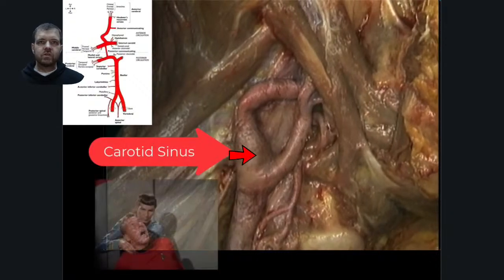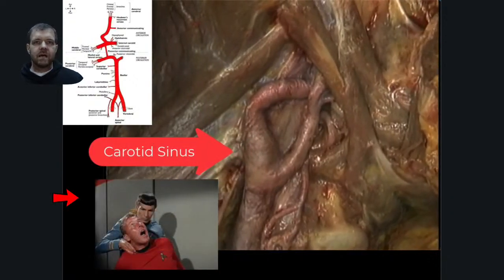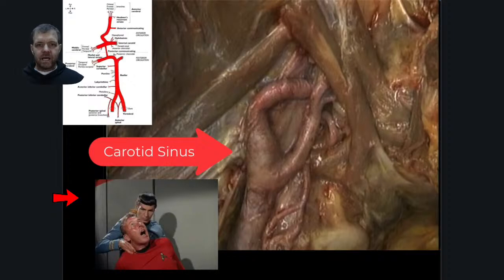Here we go. So there's your carotid sinus, and that is the point that Spock used for his Vulcan death grip. Okay, yeah, there you go. Perfect timing. So that carotid sinus area there, if you get it in the right spot, then you will knock someone out.